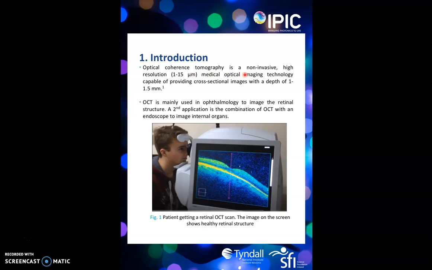micrometer medical optical imaging technology capable of providing cross-sectional images with a depth of 1 up to 1.5 millimeter. So in your image here, you have a commercial OCT where the patient has his eye scanned, and you can see we can make an image of the retina, we can see the internal layering, we can see its structure, and with this, the ophthalmologist has an insight of what's happening in the retina. A second application, which we're working in this project, is to combine the OCT with an endoscope probe to image internal organs, for example, of colon.